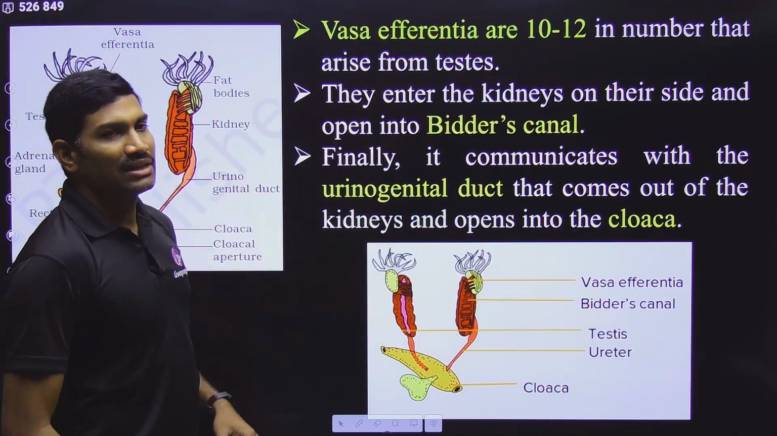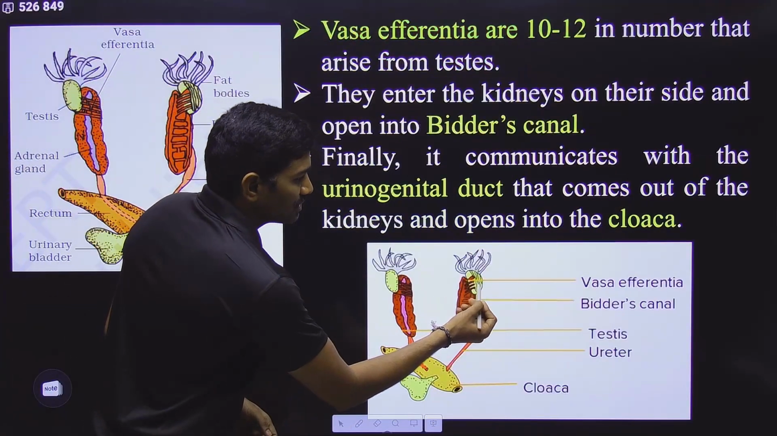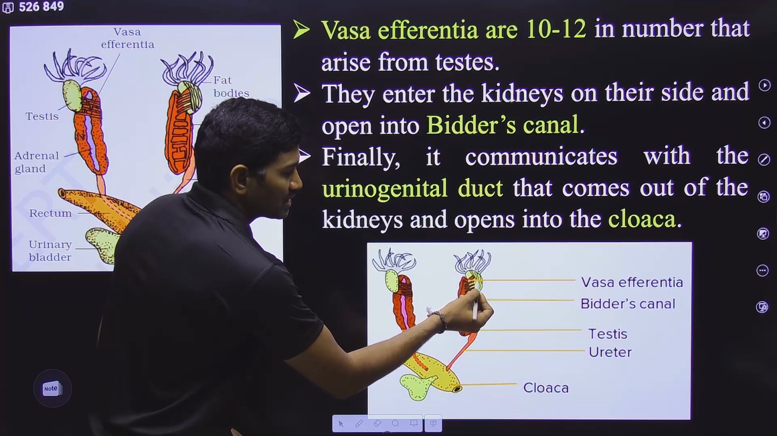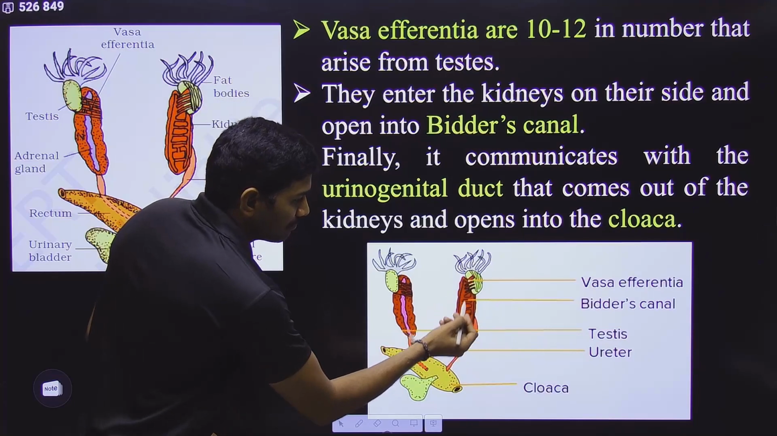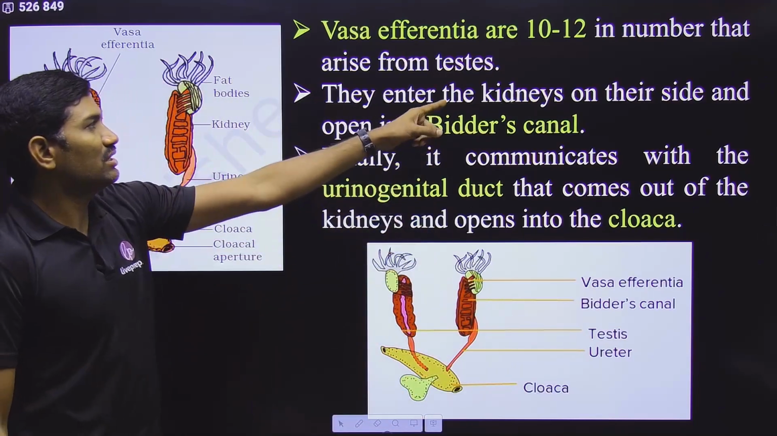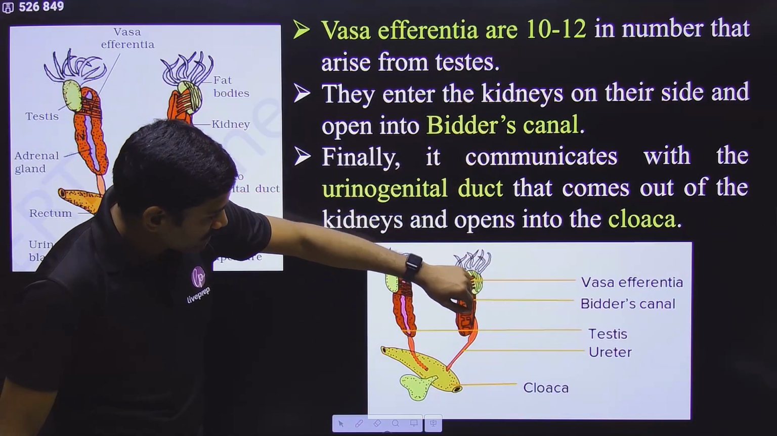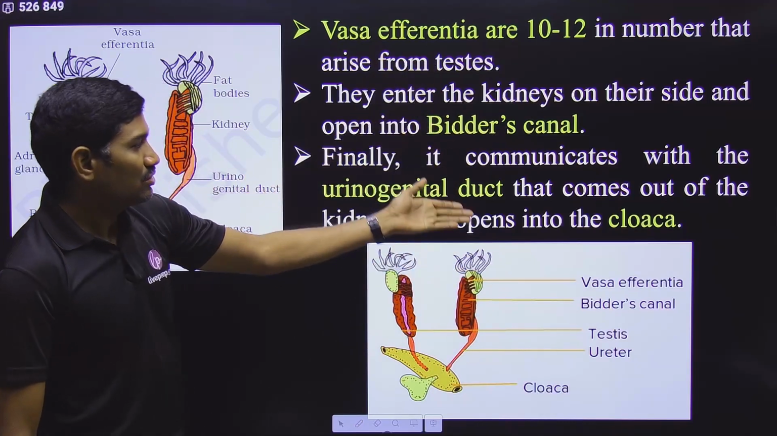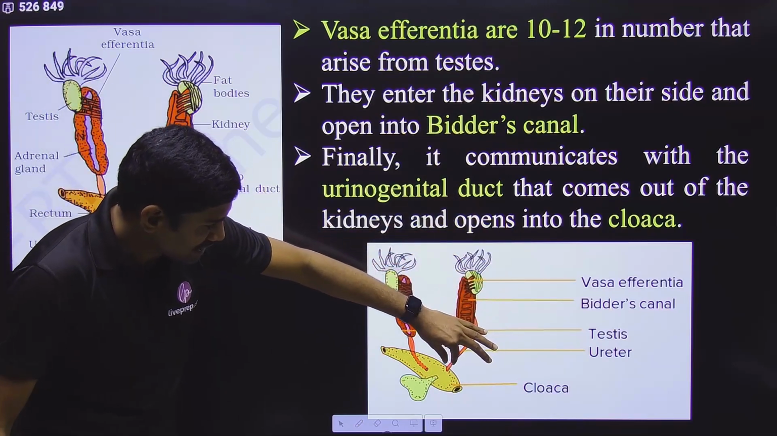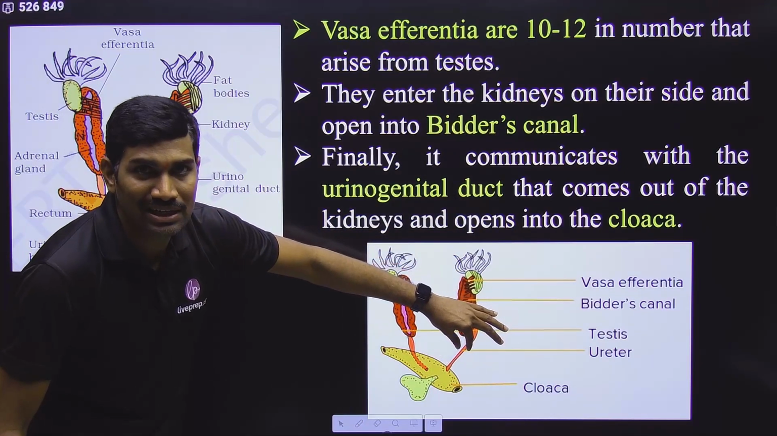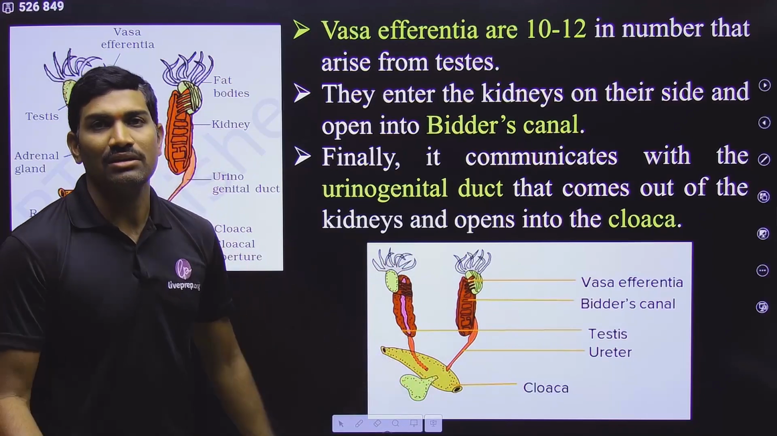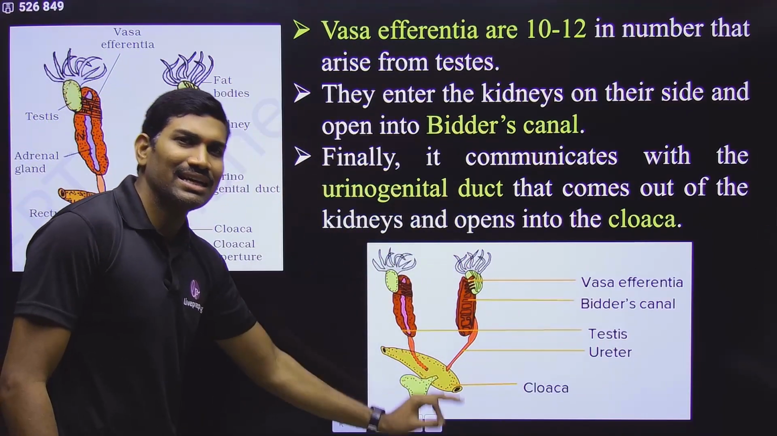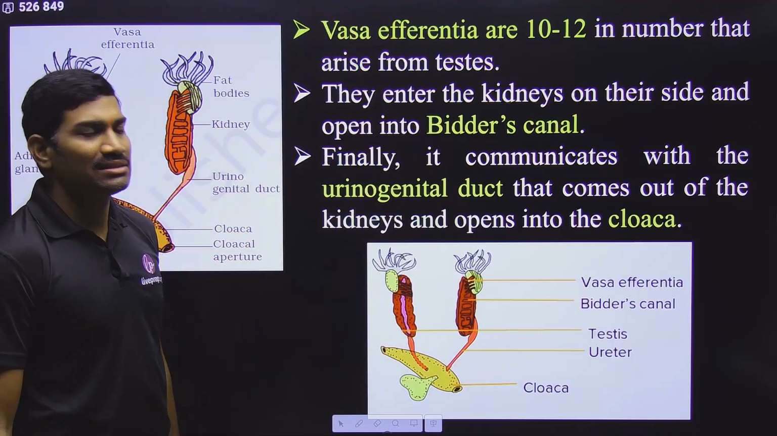Next one, vasa efferentia. Now observe the diagram carefully here. Now these are the testes. They are connected through this vasa efferentia. So sperm cells from the testes through the vasa efferentia will come into this Bidder's canal. This is called the Bidder's canal. In this way they are coming into the Bidder's canal, and from this Bidder's canal ultimately they are going into the ureter. It is also called the urinogenital duct. From this urinogenital duct, or ureter, they are opening into the cloaca. This is the information they have given, and simply observe the diagrams, try to understand the diagrams. Simply you can remember this entire NCERT content.